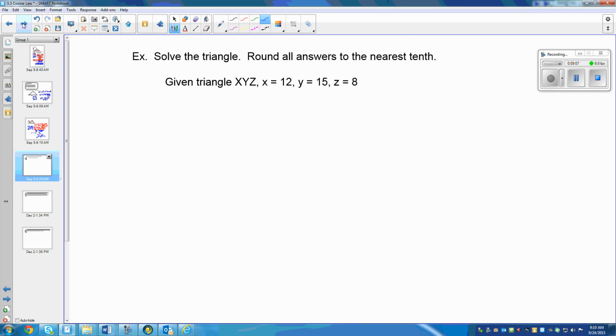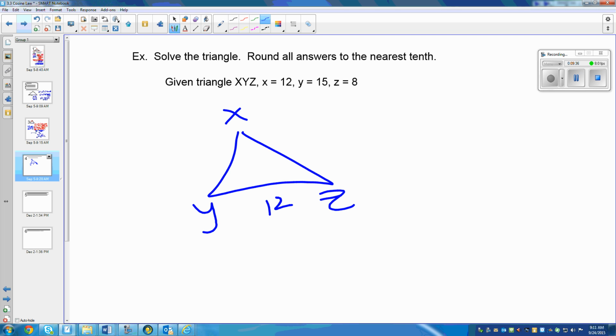The next question, how would you set this up? Draw a triangle. Good. Label it. Okay, I'm going to start with X on the top because I think I got in trouble last time. So X, Y, Z. Where do I put the numbers? Across from the angle measure. So X equals 12 goes down here. Y equals 15 over here. And Z equals 8 over here.